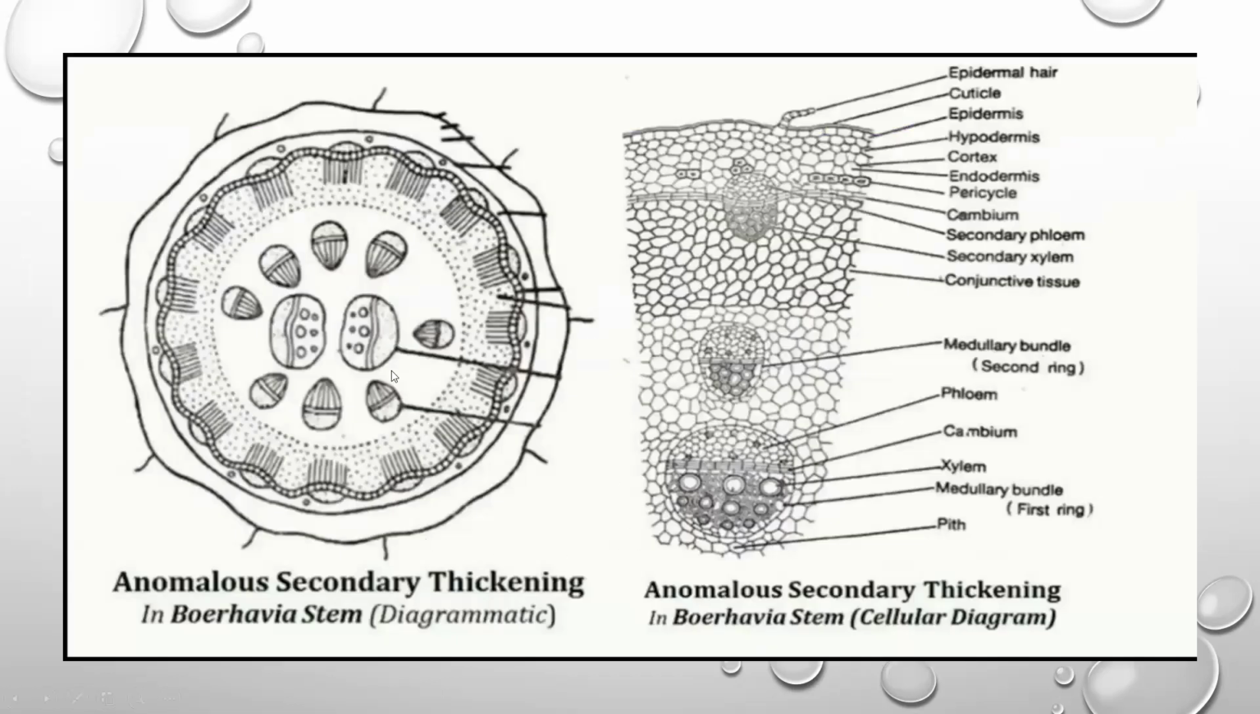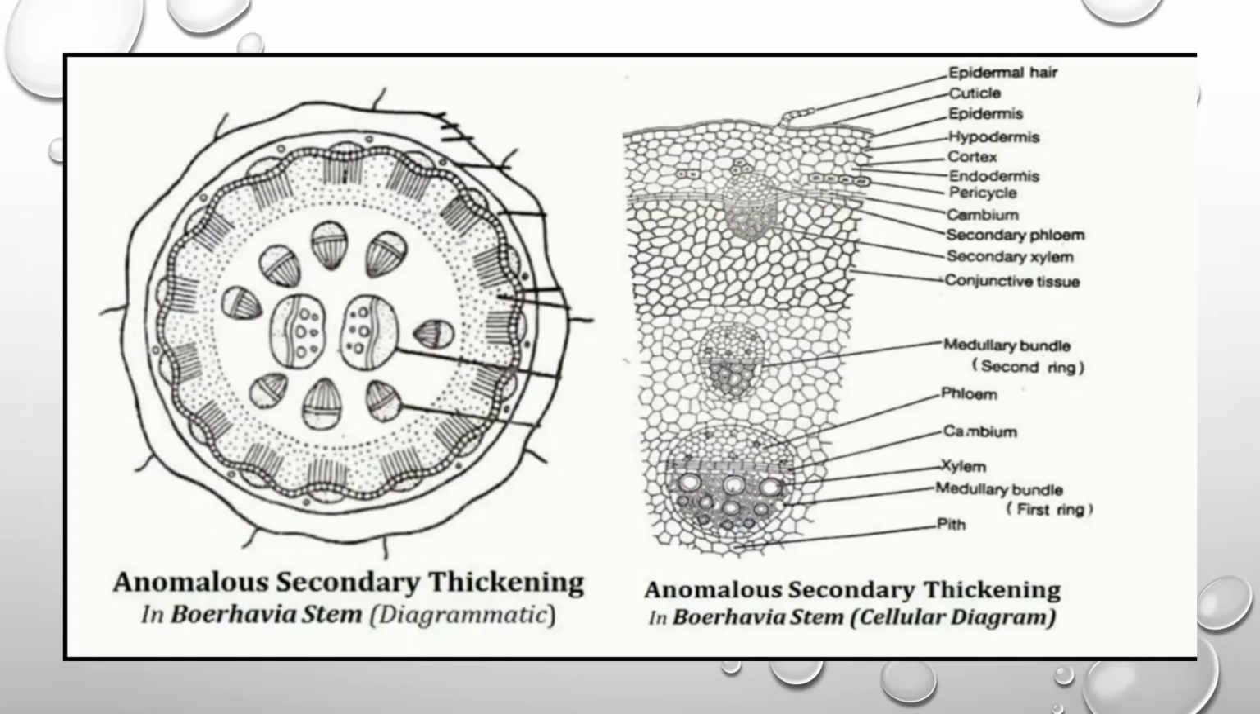So this is the structure of the TS of Boerhavia. It contains the outer epidermis. These are the epidermal hairs present on the epidermis, and this one is the cortex region. The cortex has an outer collenchymatous and an inner chlorenchymatous region. Next it is followed by the vascular bundles.